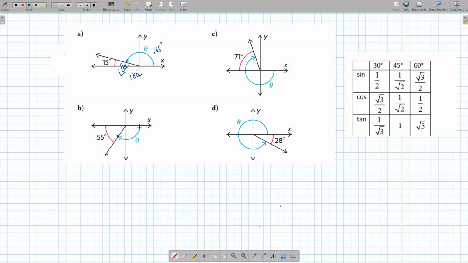So what's the distance from here to here? That'll be 180 minus 55. Yeah. That'll be 125. So this will be negative 125, simply because we're coming from underneath the x-axis. So it's going to be negative.